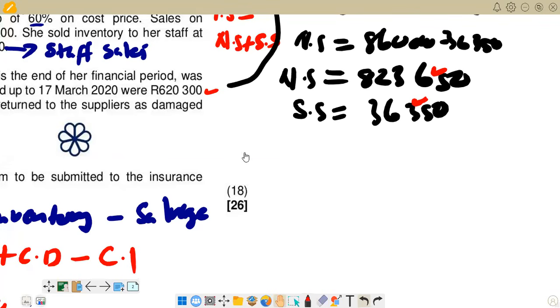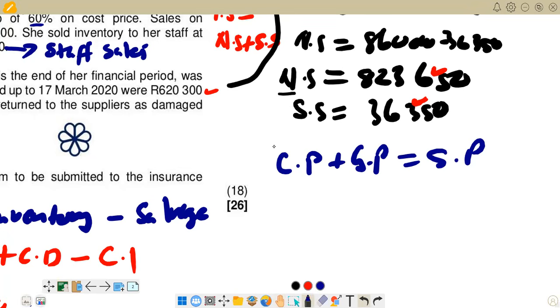What we are supposed to do now is calculate the figure for gross profit for normal sales and staff sales. We can just use proportion. Remember, for normal sales, the markup is 60%. We have our cost price, then we add gross profit, and that's how we get our selling price. So our cost price is always represented by 100%. For normal sales, our gross profit is represented by 60%, and our selling price becomes 100 plus 60, which is 160%.